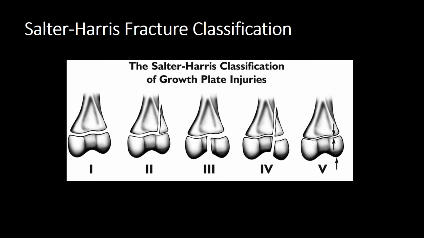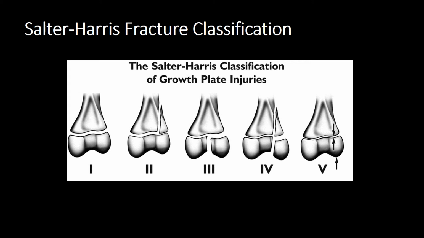So patients sustain growth plate injuries or injuries to their physis in quite a specific way. A Salter-Harris 1 fracture is when you get a horizontal fracture through the physis, and this causes the epiphysis to slip off.